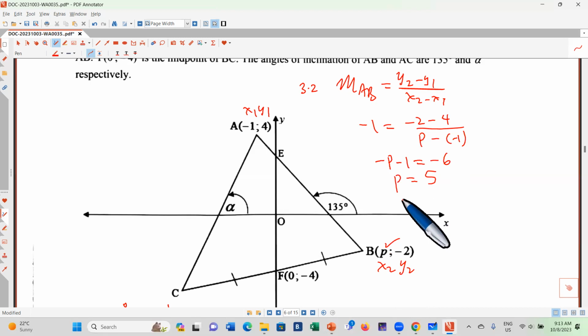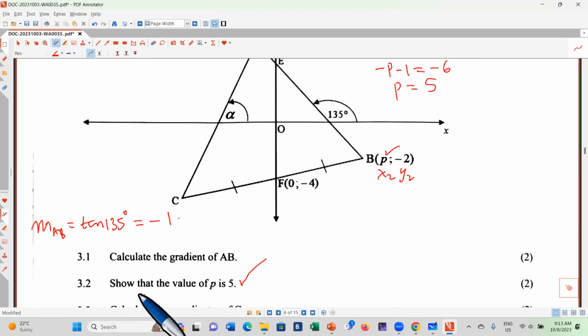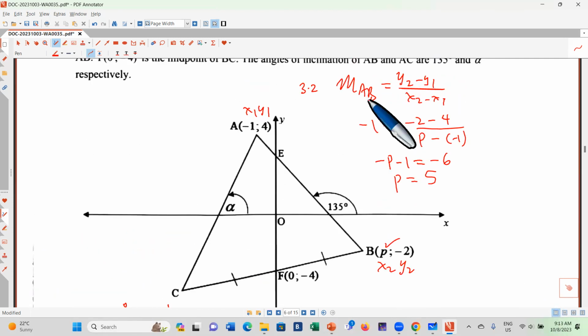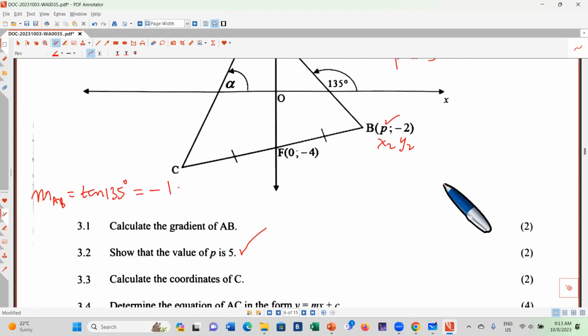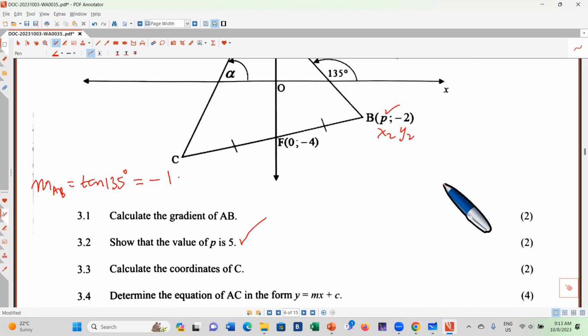So they asked us to show that the value of p is 5 for 2 marks in 3.2, and we showed clearly that p equals 5 there. Next question. Now they then said calculate the coordinates of the point C. Here is the point C, and we need to calculate the coordinates of the point C. But obviously you already know that p equals 5. So this is 5. How do we find the coordinates of the point C?